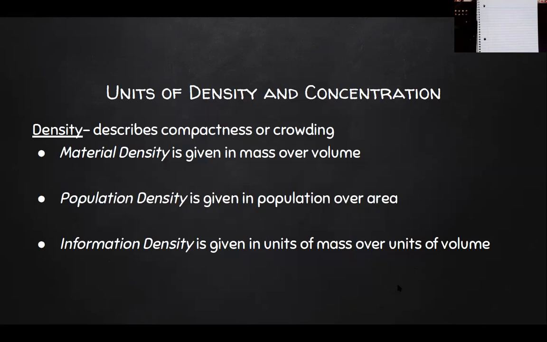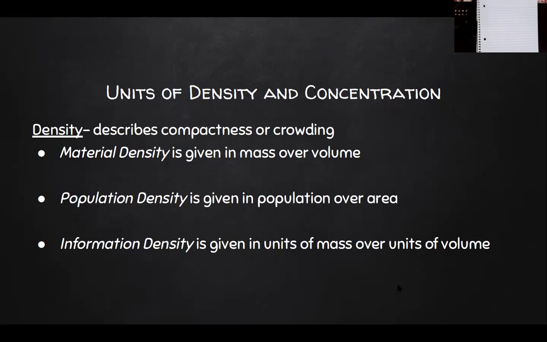And so material density, like how dense an object is, we express the numerator in mass and we express the denominator in volume. Population density, which we're going to look at in an example today, is the number of people in a particular area, right? Obviously, if there's lots of people living in a particular area, then you're going to have a large number in population density. If people are spread out, then the population density will be very small.